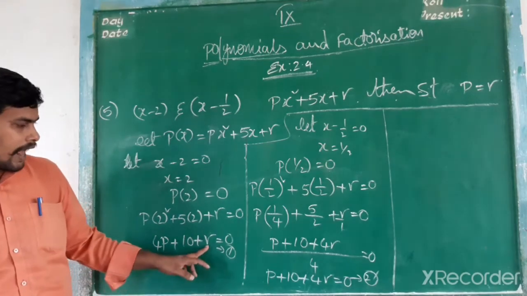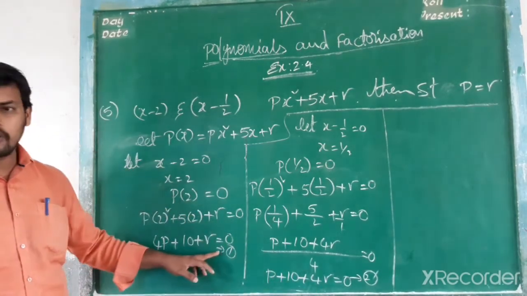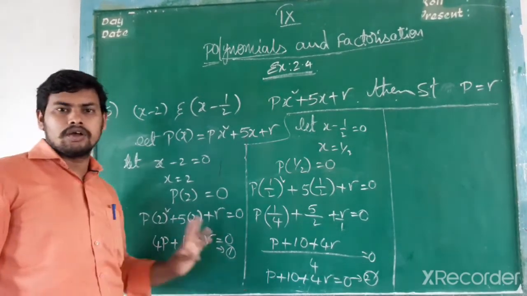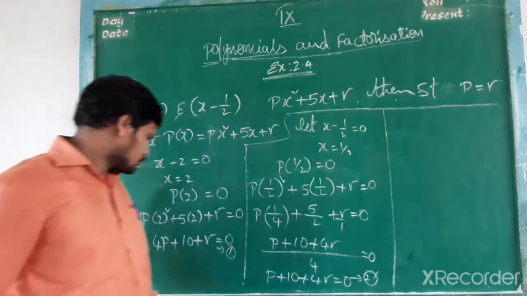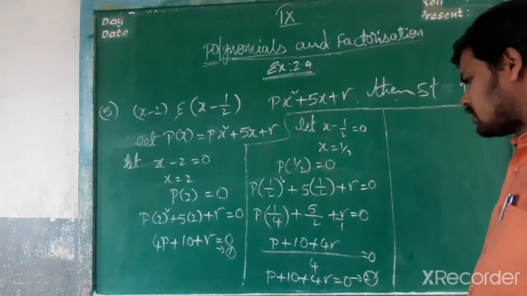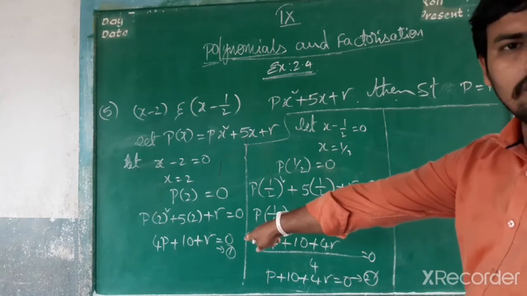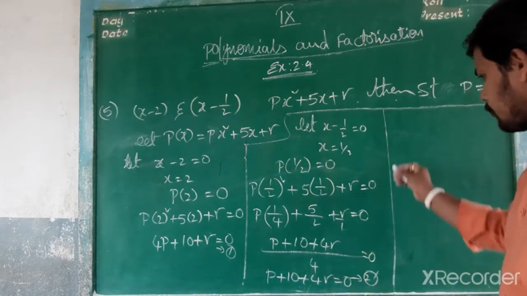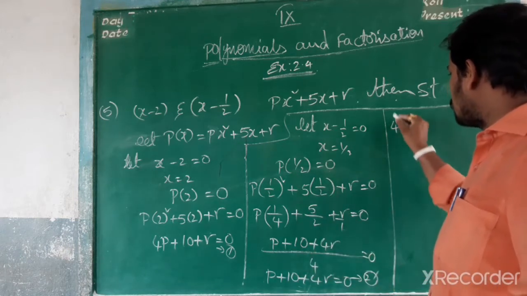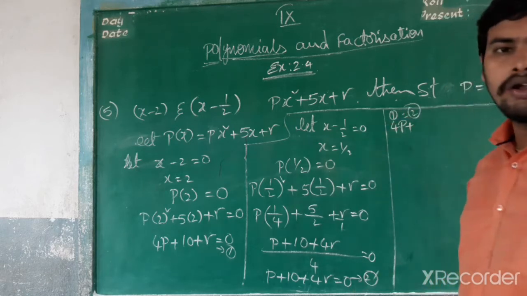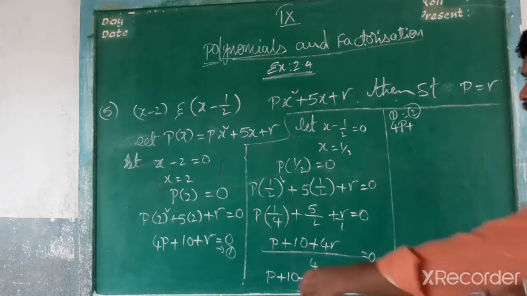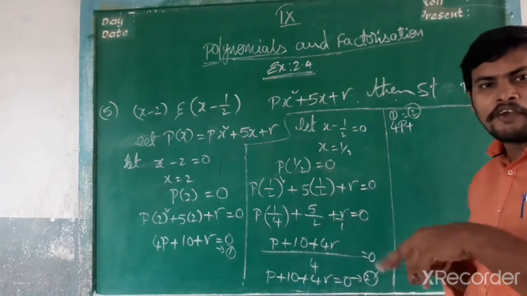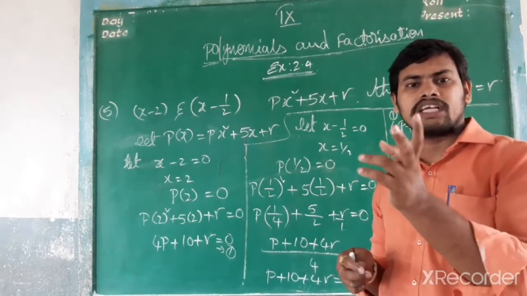Here r is there, here 4r is there. Maybe you have to multiply 4 with equation 1, either of these two cases. Actually, this equation is equal to 0 and this equation is equal to 0, so both are equal. This is a very easy process. Why should I equate? Both equations are equal to 0. If x equal to 2, y equal to 2, then x equal to y.